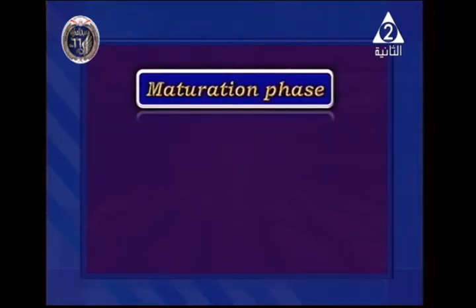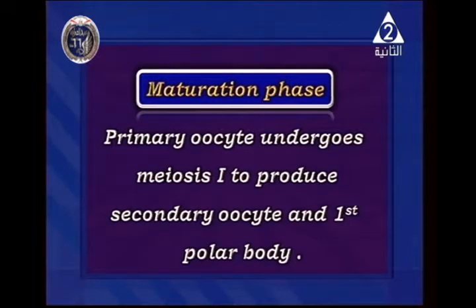Third one, which is the maturation phase. Again, the first and second phases happen in the what? In the female embryo. Third one, the maturation phase. Focus here. The primary oocyte undergoes meiosis 1 to produce what? The secondary oocyte and the first polar body.